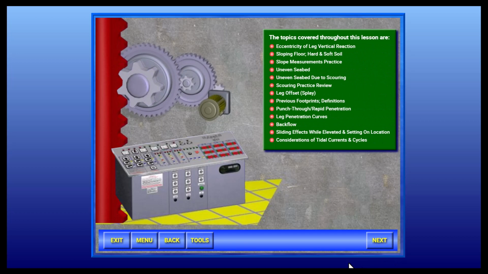The topics covered throughout this lesson are eccentricity of leg vertical reaction, sloping floor, hard and soft soil, slope measurements practice, uneven seabed due to scouring, practice review, leg offset, splay, previous footprints, definitions, punch through, rapid penetration, leg penetration curves, backflow, sliding effects while elevated and setting on location, and considerations of tidal currents and cycles.